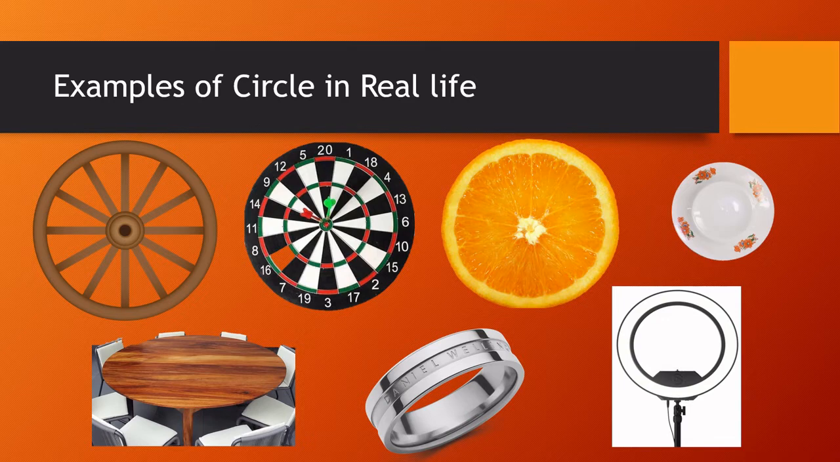Now, what is a circle? These are examples of circle-shaped objects in the real world. We have the wheel, a dart, an orange, a plate, a round table, a ring, and a ring light, and many more. One of the important shapes in geometry is a circle.